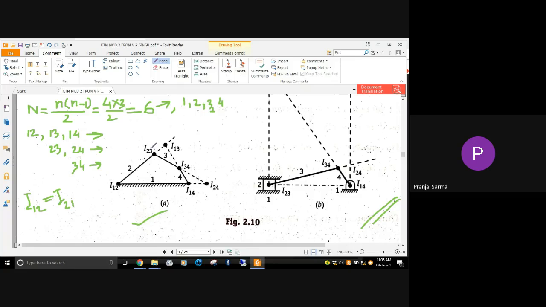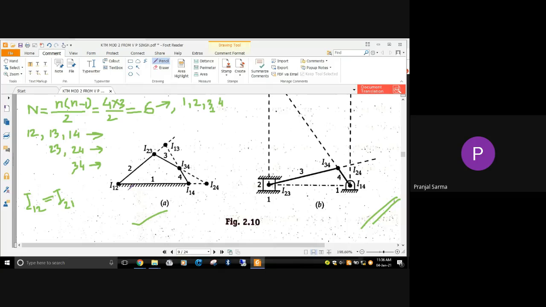So this is a 4-bar link. From here we have obtained how many instantaneous centers there will be. It is 6. Next we have found out who the instantaneous centers are: I12, I13, I14, I23, I24, and I34. These are the 6.